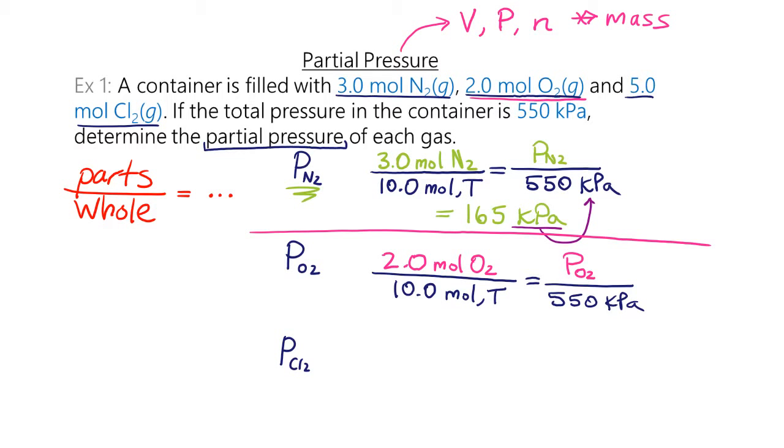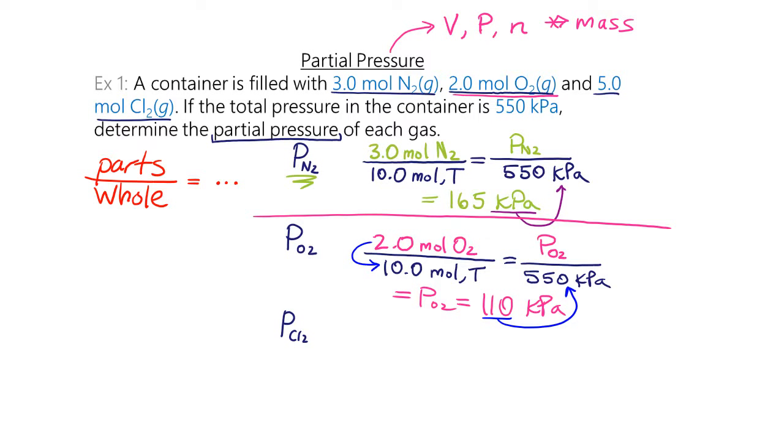Using the same principle of cross multiplication and basic algebra concepts, you can determine easily that the partial pressure of oxygen is 110 kilopascals. And that should make a lot of sense, thinking about it logically, because 2 is a fifth of 10, and 110 is a fifth of 550. It's just a ratio.